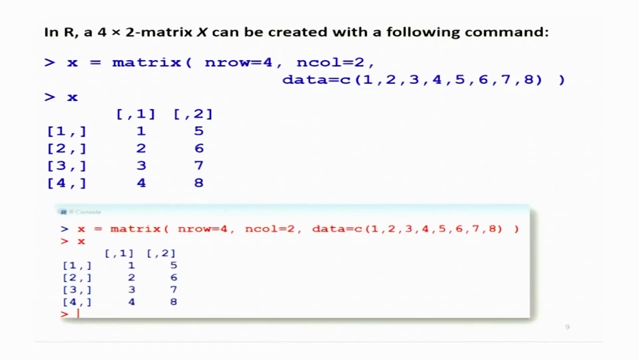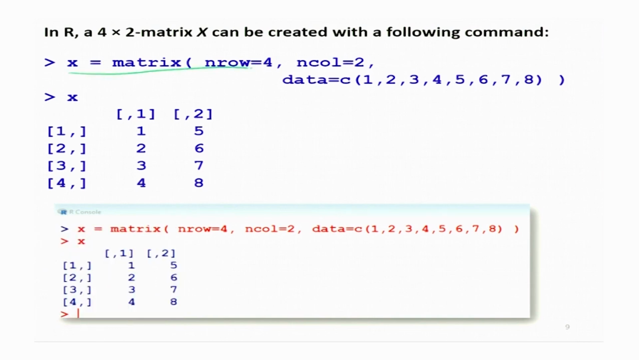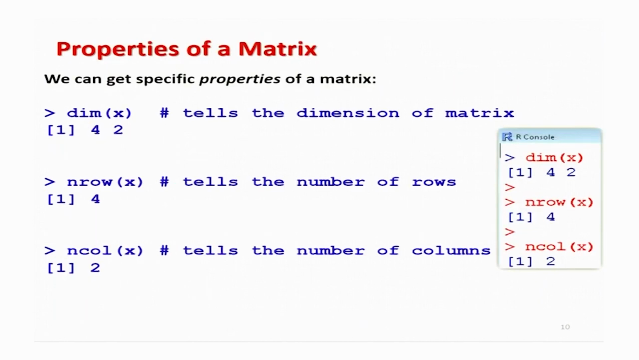Now let us consider the same matrix and learn some more operations on this matrix X, which has 4 rows and 2 columns with the data 1 to 8. So this is the column wise arrangement. Now, whenever you use a matrix, suppose some matrix is given to you and you want to know information about this matrix. One piece of information in which you are always interested is the dimension of the matrix, that is, how many rows there are, how many columns there are, and so on.